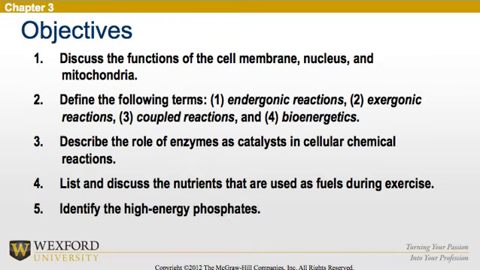The objectives of this chapter are: 1. To discuss the functions of the cell membrane, nucleus, and mitochondria. 2. To define the following terms: endergonic reactions, exergonic reactions, coupled reactions, and bioenergetics. 3. To describe the role of enzymes as catalysts in cellular chemical reactions. 4. To list and discuss the nutrients that are used as fuels during exercise. And 5. To identify high-energy phosphates.